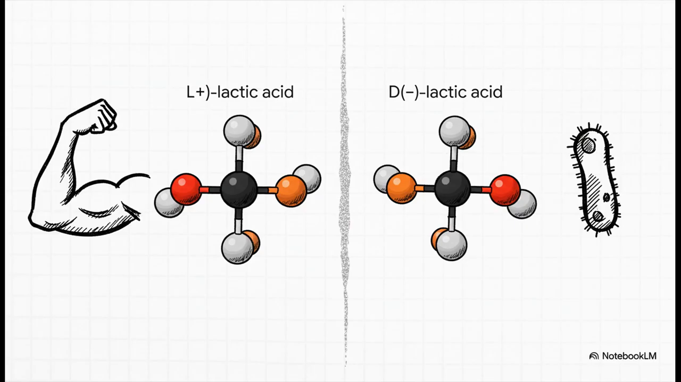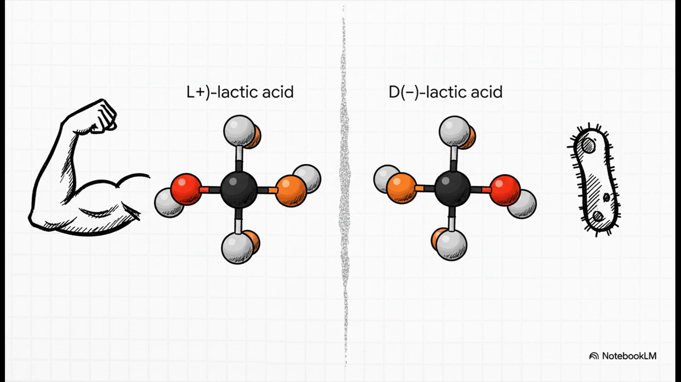Take lactic acid, for example. There are two versions of it. They have the exact same formula, C3H6O3, and they are perfect mirror images of each other. But here's the crazy part. When your muscles are really working hard during a workout, they only produce one of these forms. The other one, that's made by some bacteria. So same parts, but our bodies can instantly tell the difference.